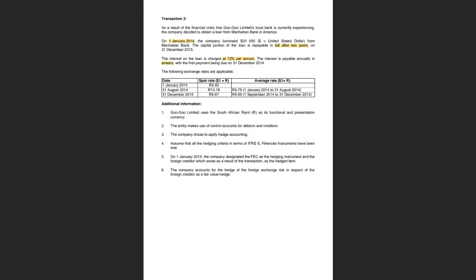Okay. Now I just want to quickly pop over. So I've changed the page. You're going to have to zoom in a little bit more. I want to look only at the additional information. So I'm not going to look at transaction 2 just yet. We'll come back to it.